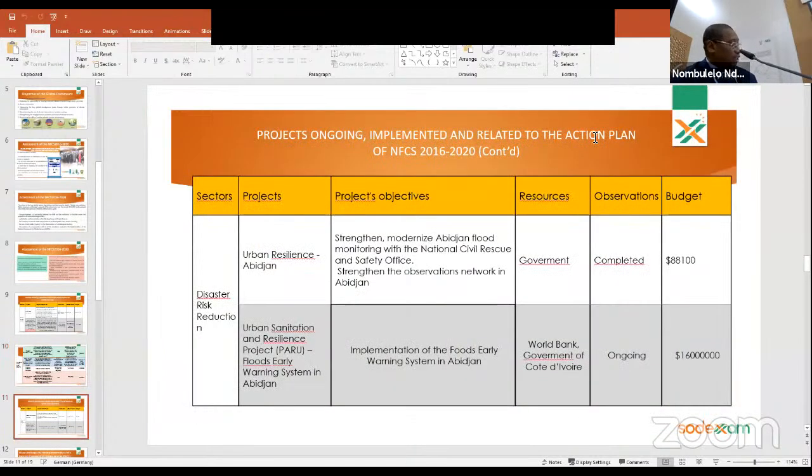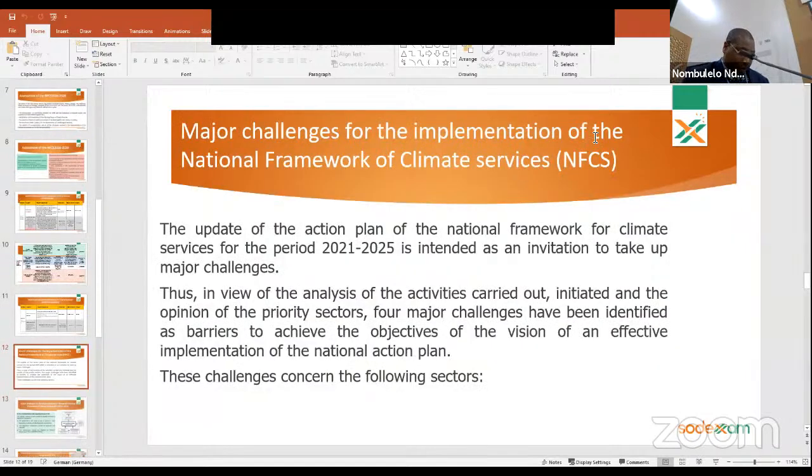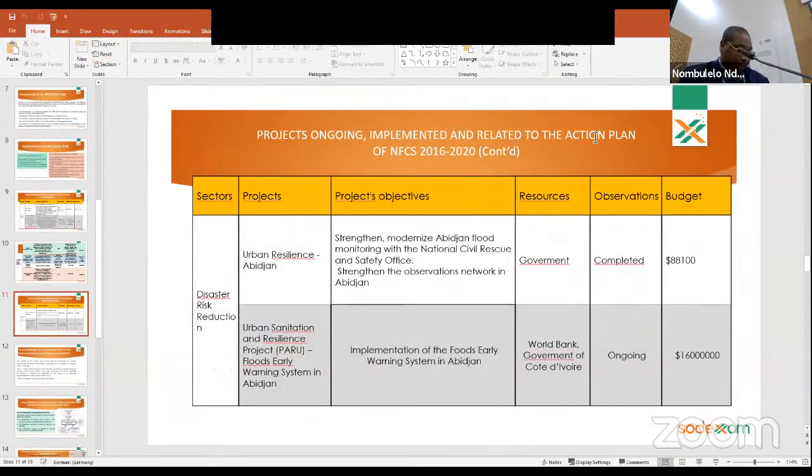For the sector of disaster reduction, we have a project on urban sanitation and resilience with a budget of $16 million, funded by the World Bank also. This project is also ongoing, implemented in the Abidjan area.